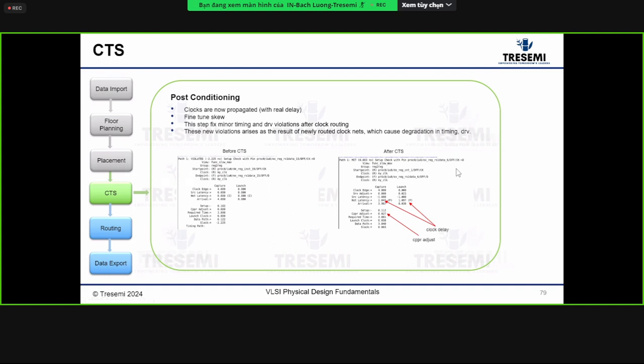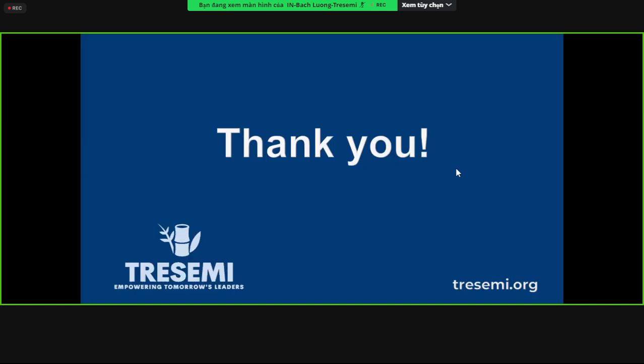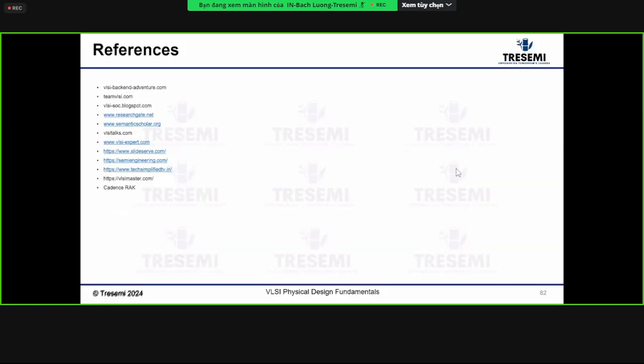Okay, so this is a post-conditioning log. You search this and you can see what's happening here. It's still trying to fix the DRV upside on the clock trees and so on. So you can search the log file and see more details on what's happening during post-conditioning. I think that's it for this lecture.